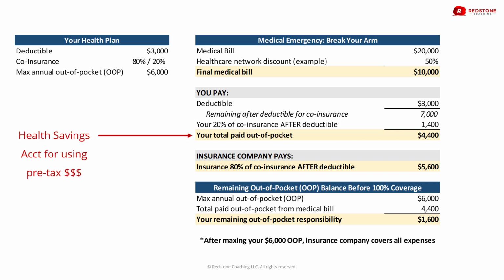So the money that you're paying out of pocket, that's why you want to have this health savings account and be putting aside pre-tax dollars, because you're going to be able to use pre-tax dollars for these medical expenses, which will save you literally 20 to 40% of your money. It's very important.